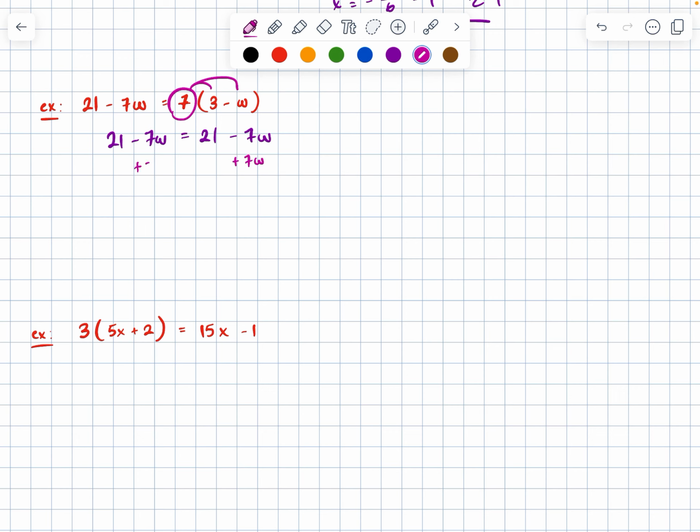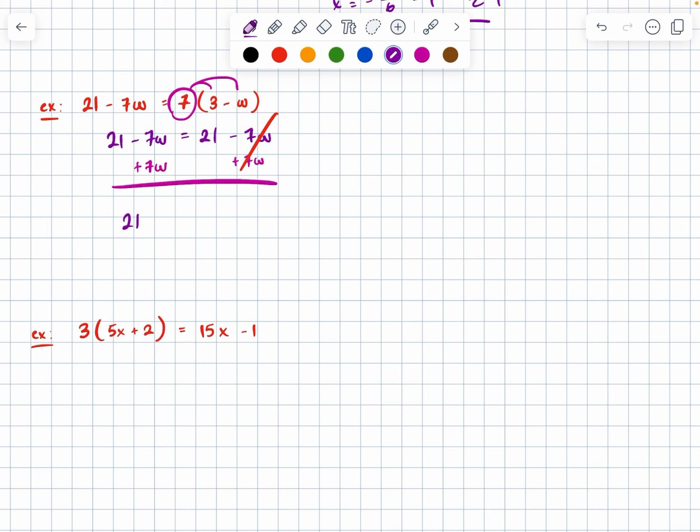Let's say I want to move all of my variables over to the left. So then I'll add 7w on the right. What I do to one side, I do to the other. We'll add 7w here. On the right, negative 7w and positive 7w, those undo each other. And on the left, that leaves me with 21, negative 7w plus 7w.